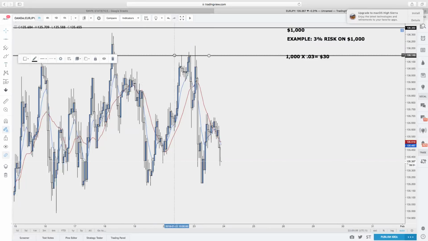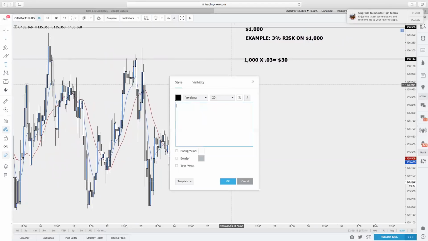Entry is 150. So let's say in this scenario, entry 136.150, stop loss 136.350. So risk is 20 pips. That means I could use a 0.04 lot size, since 0.04 per 1,000 is a 1% risk on 1,000.